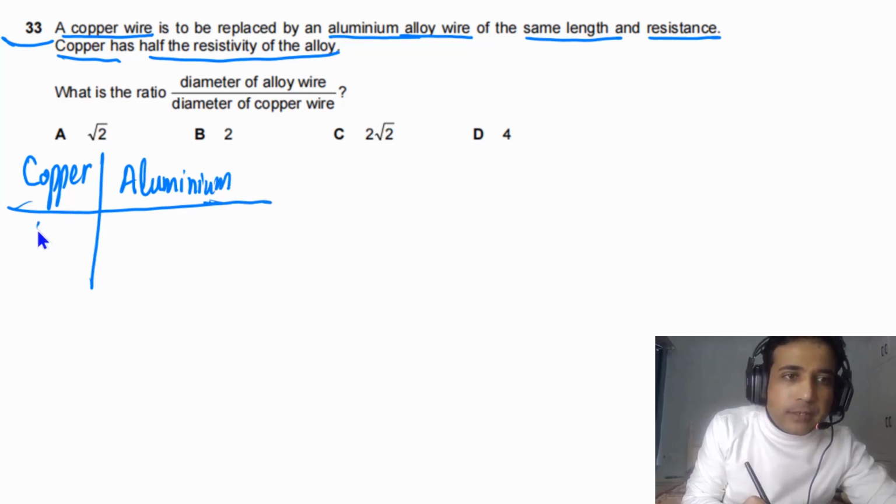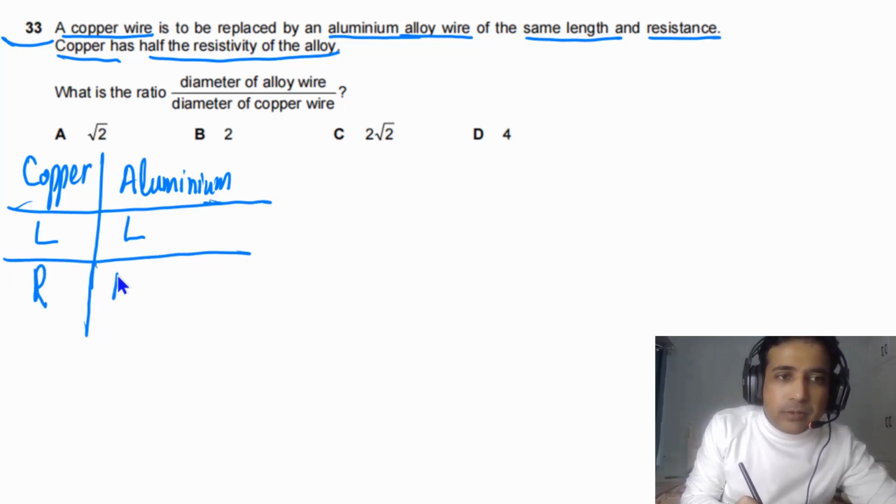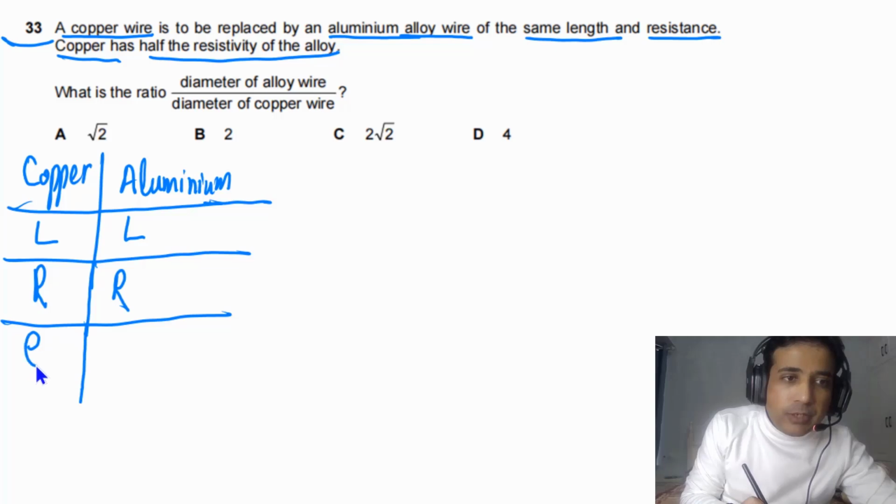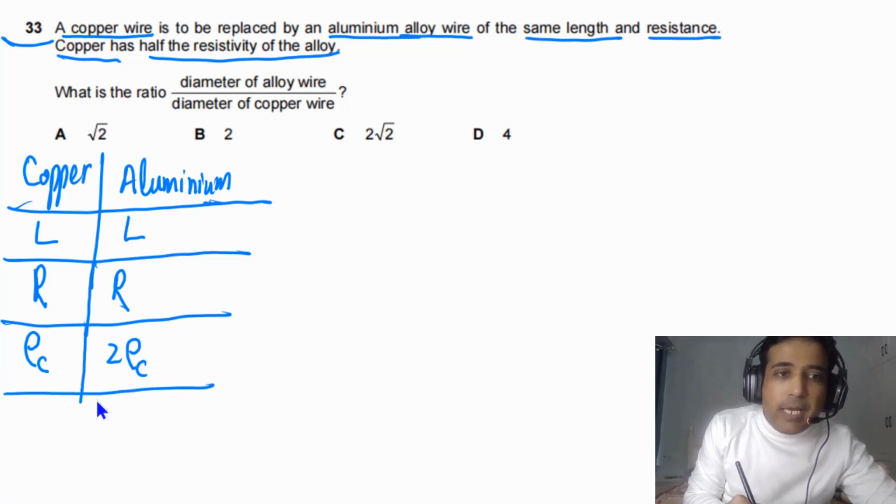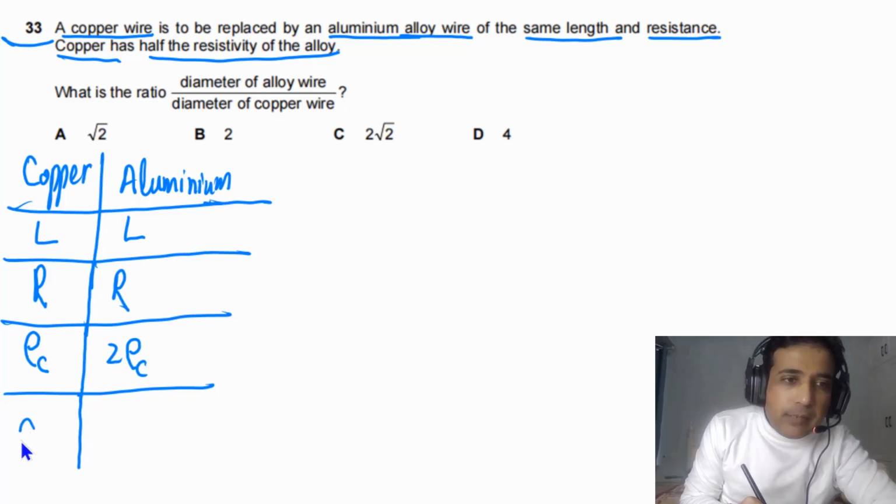For this one, it is given to you L, and these two wires have the same length, so we can say L. They also have the same resistance, so we can write down their resistance is also the same. And the resistivity of copper is half. So if we take the resistivity of copper as rho C, the resistivity of aluminum has to be 2 rho C, double. And we need to find the ratio between their diameters. So we can say the diameter of this one is DC, and the diameter of this one we can say is DAL, aluminum.